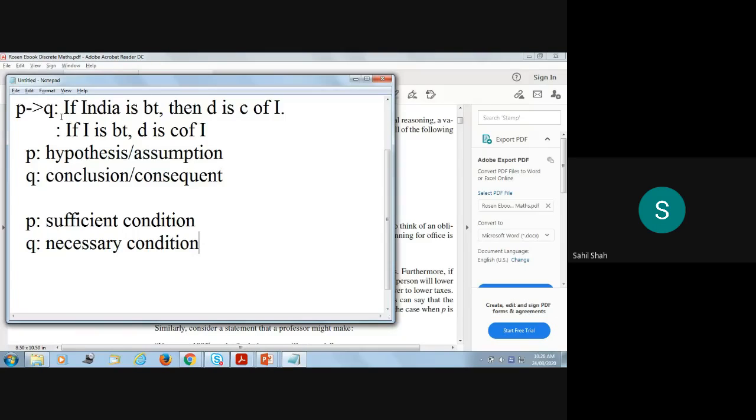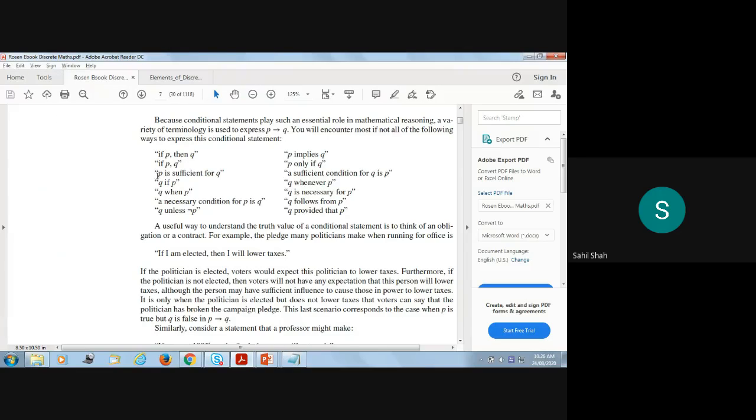So if we have been given a statement, if India is beautiful, then Delhi is capital of India, what will be my sufficient condition? Sufficient condition is India is beautiful, while necessary condition is Delhi is capital of India. That's fine. So that you are observing here: P is sufficient for Q, Q is necessary for P, while P is sufficient for Q, because P will act as a sufficient condition whenever we are concluding about Q. You can also observe here, a sufficient condition for Q is P. So P is a sufficient condition, while Q will be a necessary condition. A necessary condition for P, which was sufficient, is Q.